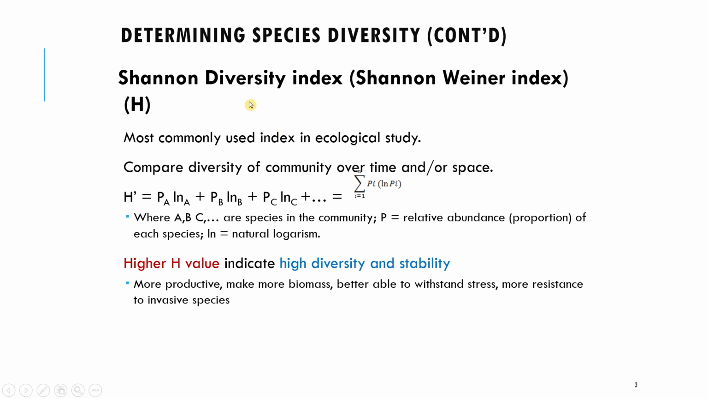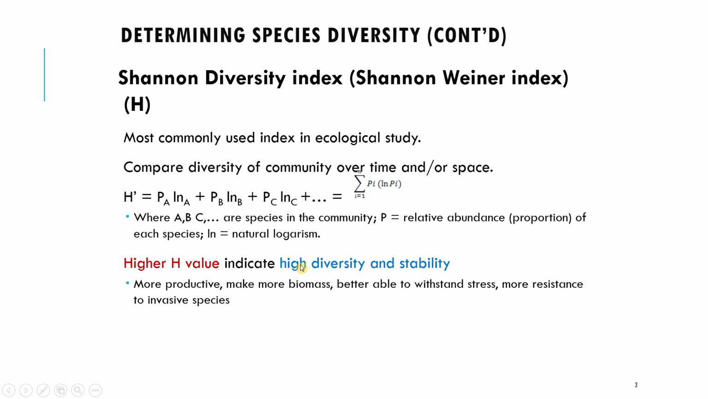There are two ways to calculate diversity. One is the Shannon Diversity Index, which is the most commonly used index in ecological studies. It compares the diversity of communities over time or space. The formula is this one. H indicates the index value, P is the proportion, A, B, C are species, and ln is the natural logarithm. A higher H value indicates high diversity and stability.